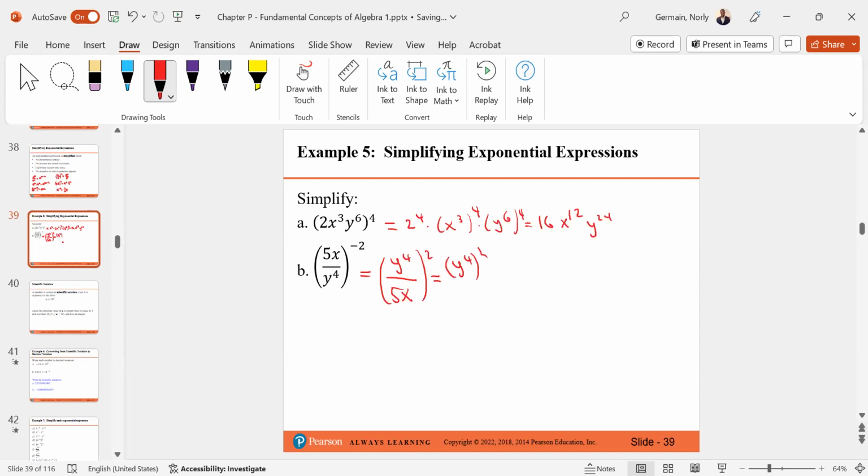So we're going to have y to the power 4 to the power 2, over 5x to the power 2. So y to the power 8 over 5 squared times x squared, which is y to the power 8 over 25x squared. Okay? Is that a good thing?